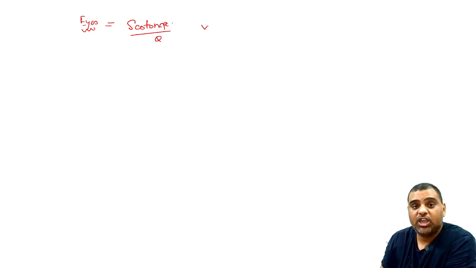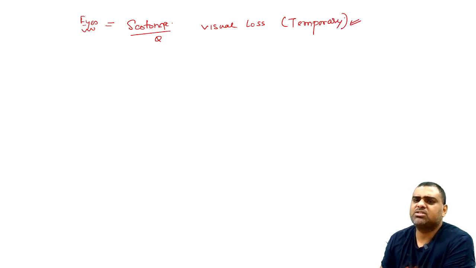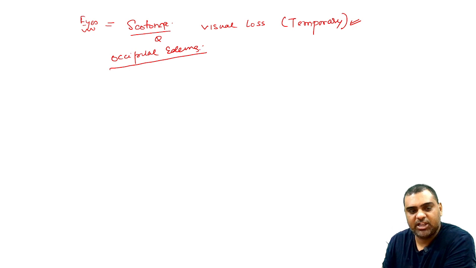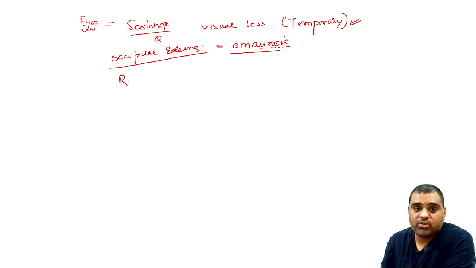Second question is, if there is visual loss, that will be temporary. Permanent vision loss is very rare. Now, second thing, I have told you, if there is occipital edema, when I was teaching you the pathogenesis of capillary leakage, and there is occipital vision loss, that will be called amaurosis. A-M-A-U-R-O-S-I-S, amaurosis.